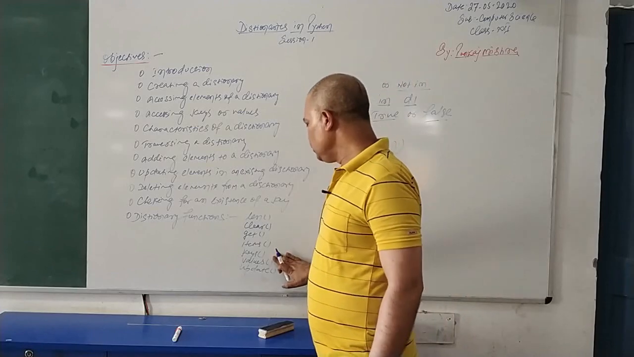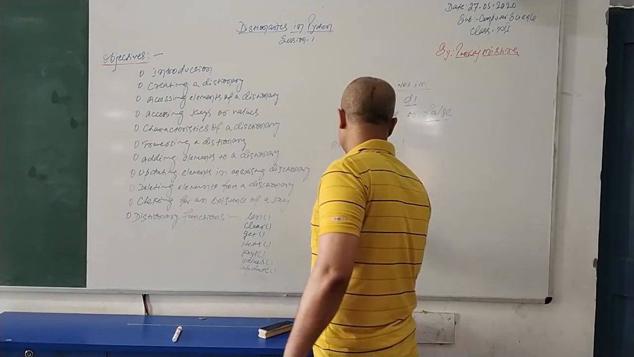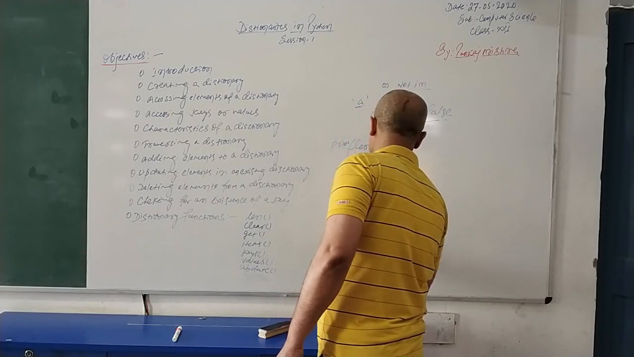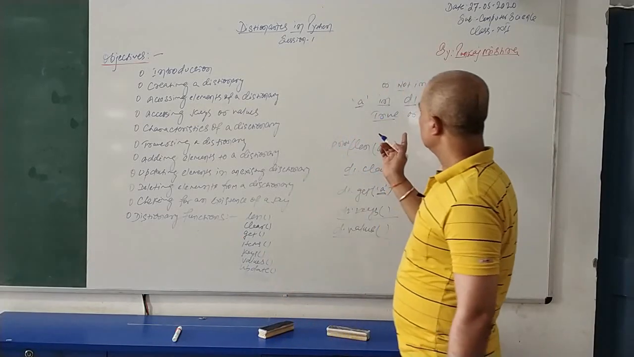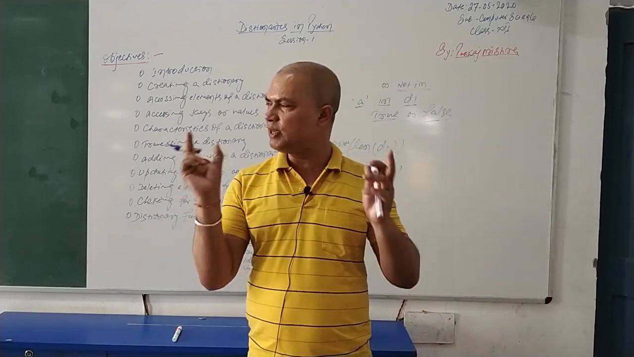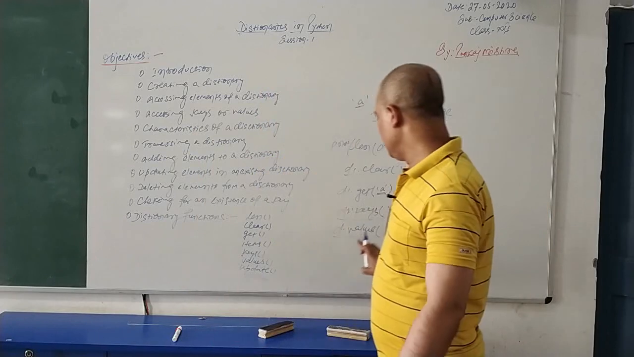And values will give you all the values. Simply you have to use D1 dot values. Now this method will give you all the values. Like in my previous example, you have seen A for apple, B for banana, C for cat. So it will give you apple, banana and cat if you use the values.